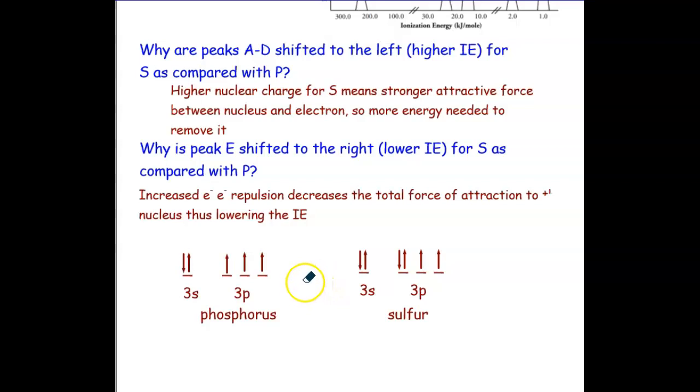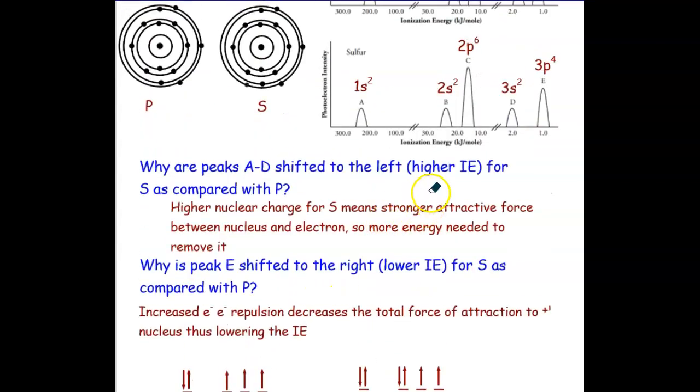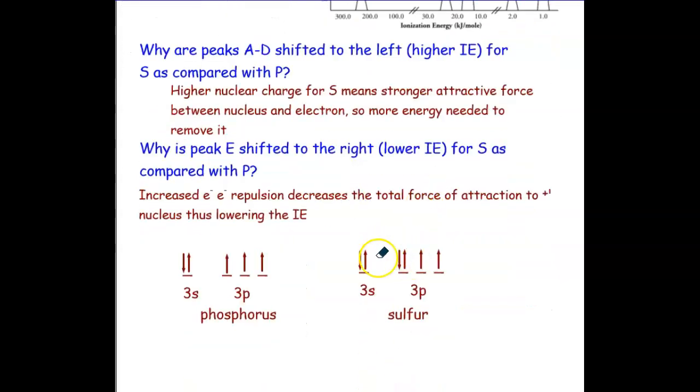We would expect the E peak in sulfur to shift left, but the ionization energy of a 3p electron in sulfur is actually lower than that in phosphorus. The electron-electron repulsion due to a paired electron decreases the force of attraction to the nucleus.